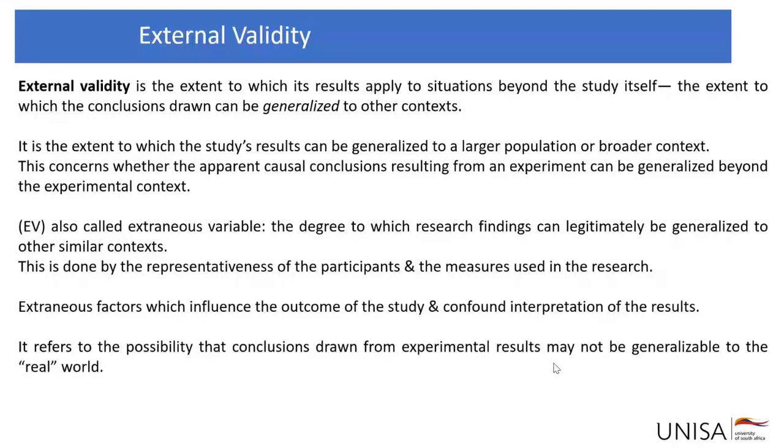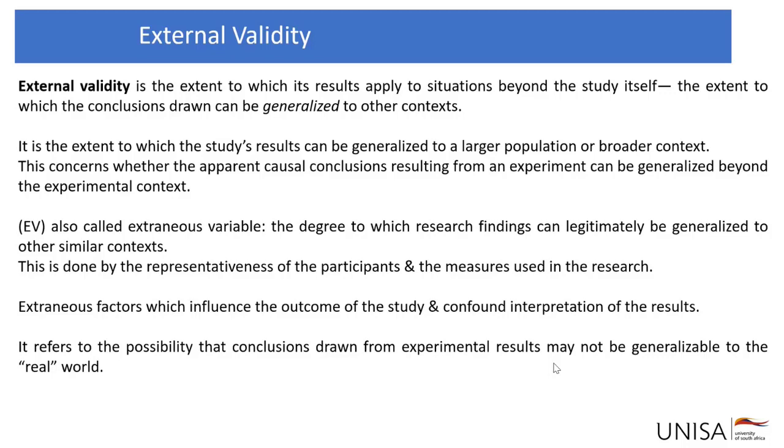So you study a certain population and you get to a stage where you then say, I know for a fact that this applies to the population beyond the one that I'm studying. So the extent to which the conclusion drawn can be generalized to other contexts, it's external validity. So you're studying a group of 10 in a particular environment, and there's about 100 of those in that environment. I'm just making an example.